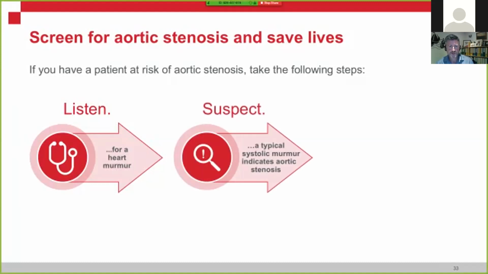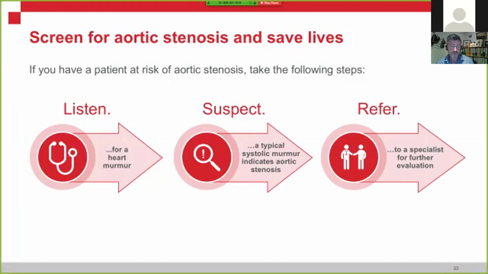So listen, suspect, particularly obviously in aortic stenosis, typical systolic murmur, and refer. So refer, open access echo, then you've got your answer. Obviously, depending on that, you might need to take it further in terms of formal referral.